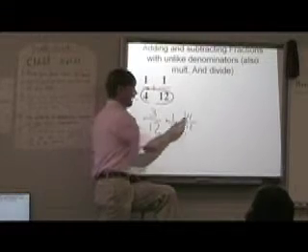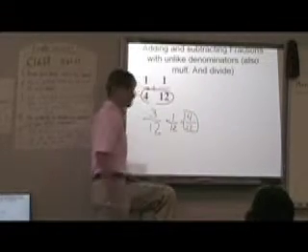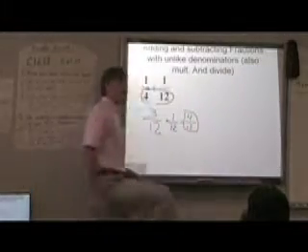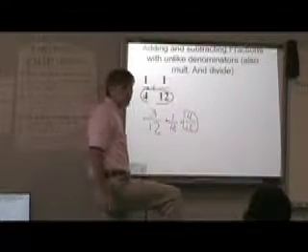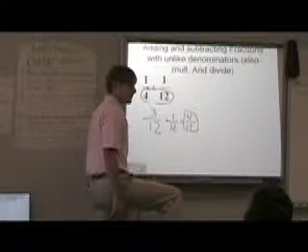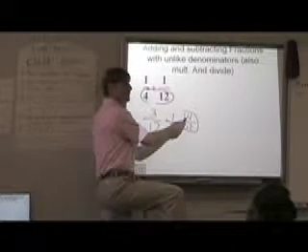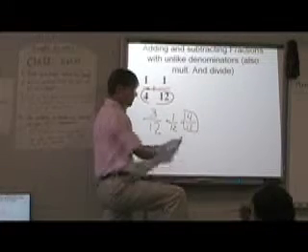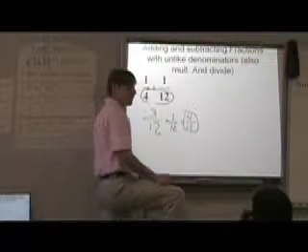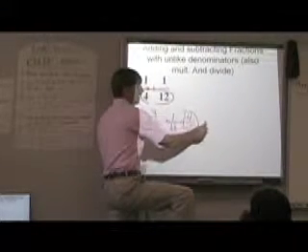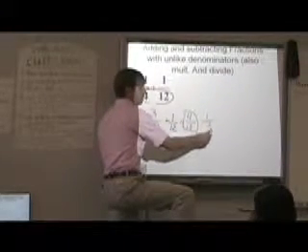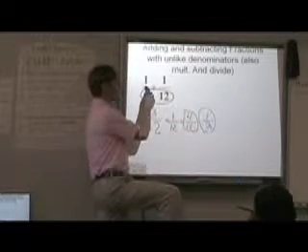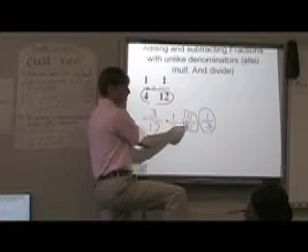Okay? Now, am I done with 4 over 12? No. What do I have to do now? Simplify or reduce. Both those mean the same thing. So I need to say, what will go into the top that also goes into the bottom? 4 does. 4 goes into 4 one time, and 4 goes into 12 how many? So 1/3 is your answer. So 1/4 plus 1/12 is 1/3.